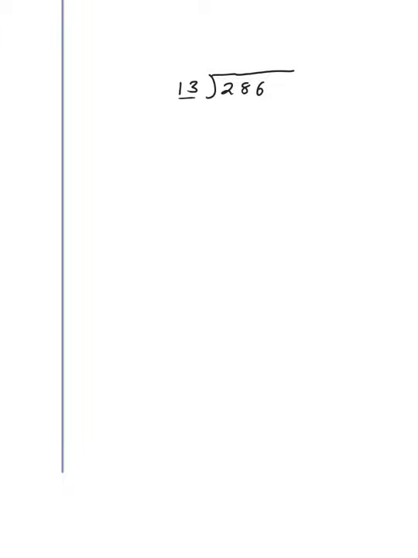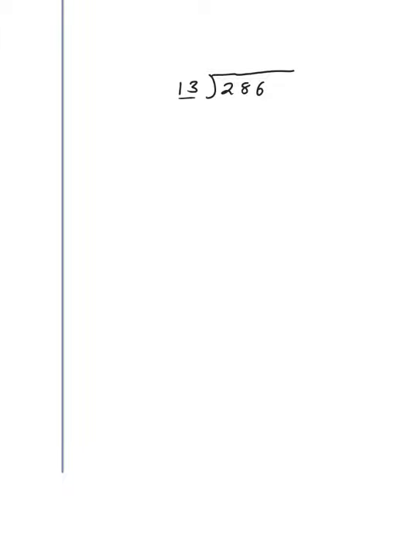13 goes into 26. In other words, 26 divided by 13, how many times does it evenly go in? The answer in this case is 2. And again, I multiply the 2 times the 13, I get 26, and no remainder.